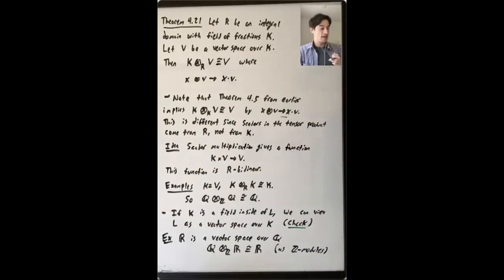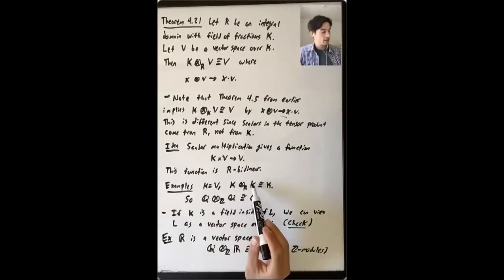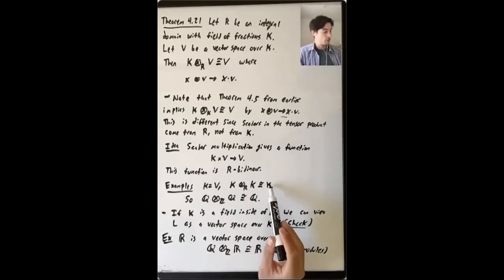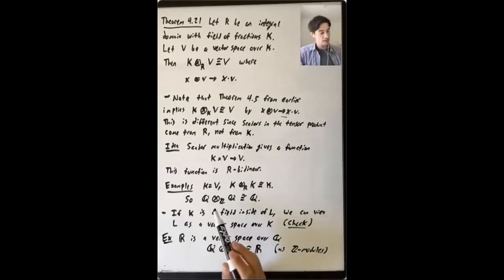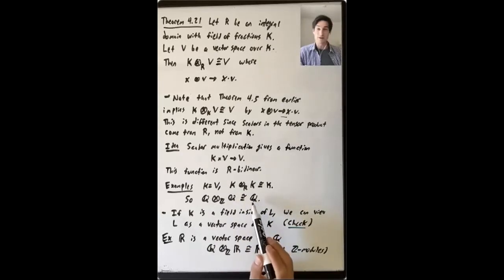So let's talk about examples of what this result tells you. If you take your vector space over K to be K itself, K is a one-dimensional vector space over K. K tensor K, where you think of K as an R module, is isomorphic to K. So in particular, you can prove things like Q tensor Q is isomorphic to Q as Z modules.